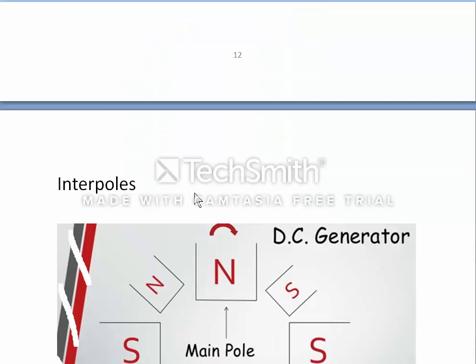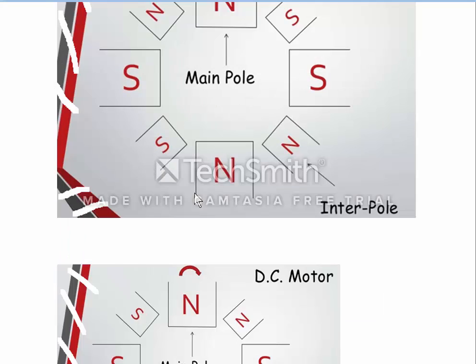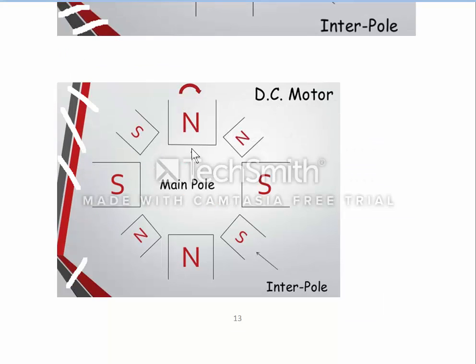Whereas in case of motor, it is exactly opposite. This is the main pole, this is another main pole, and here we are using the north pole, and the direction of movement of the armature is clockwise. This north pole polarity is the same as the main pole which is behind it, that is the north pole here.